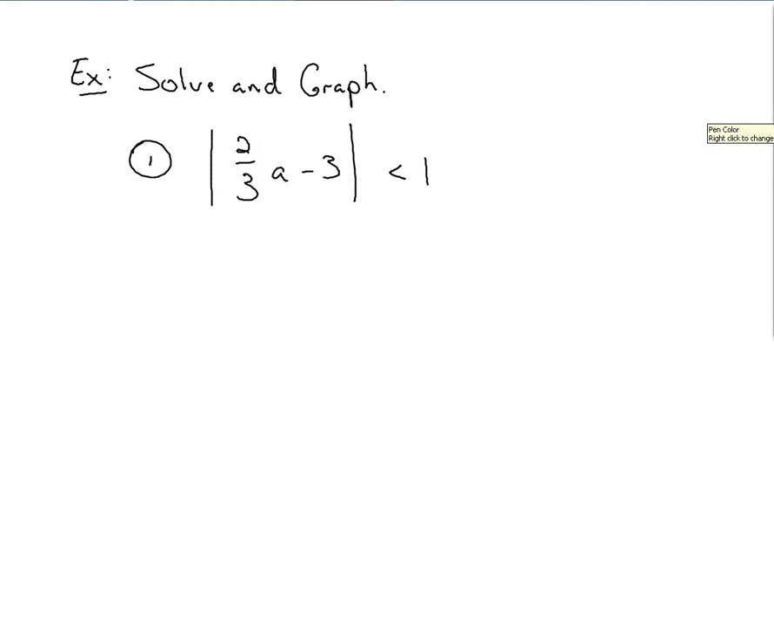So absolute value, we're going to basically split up into two cases. As I break this up, I essentially take the original problem, rewrite it as is without the absolute value. So 2/3 a minus 3 less than 1. And then for the other side of this, I take the expression that's inside the absolute value, the 2/3 a minus 3.